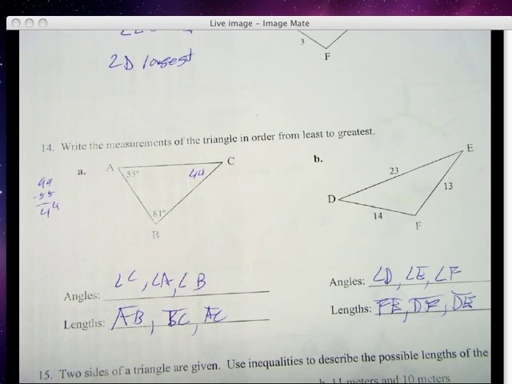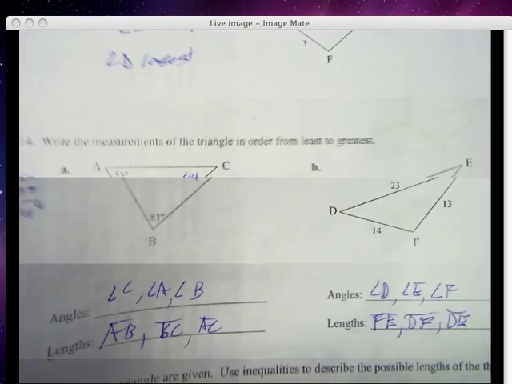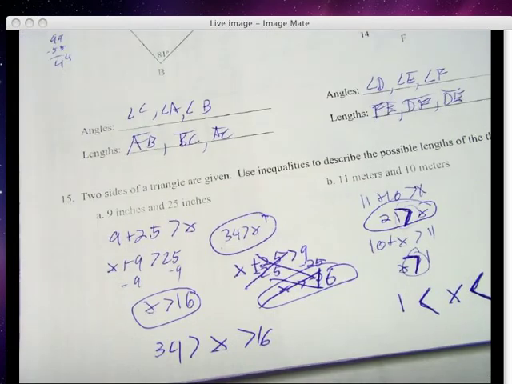Okay, let's do that third side theorem again. 9 plus 25, so I took the two things, added them together, made it bigger than x. I took x plus 9 is greater than 25 and found 16. I've had a couple of people ask me, why don't we do x plus 25 is greater than 9? You'd end up with a negative number, and you can't have a negative length for a side, right?